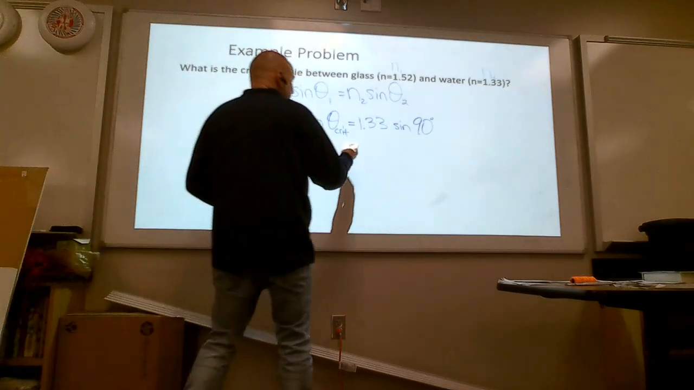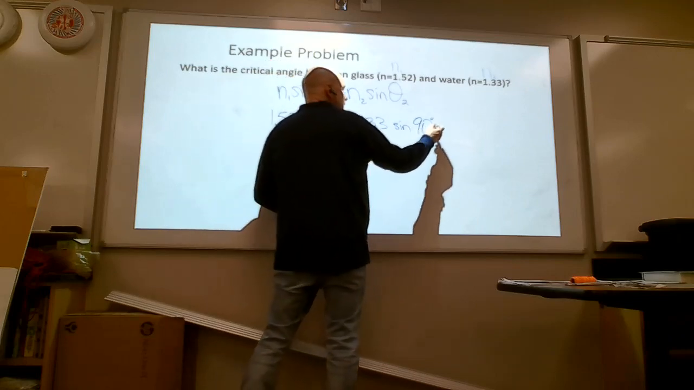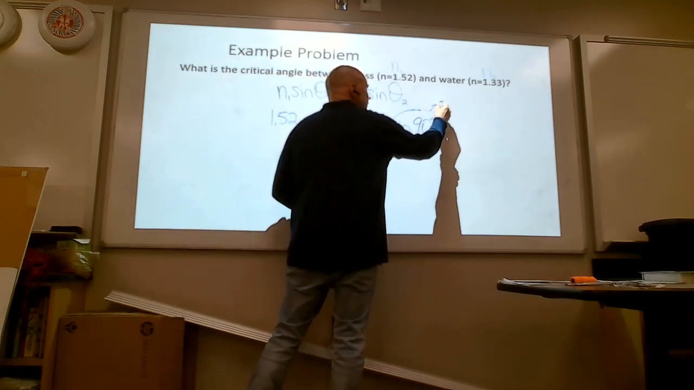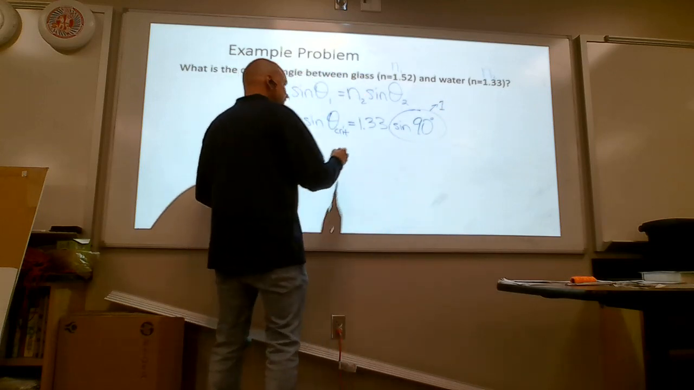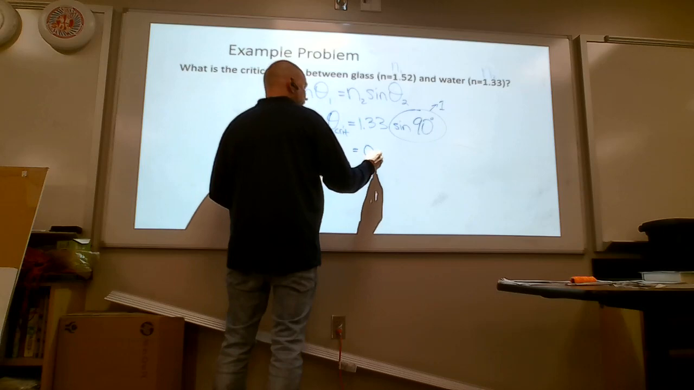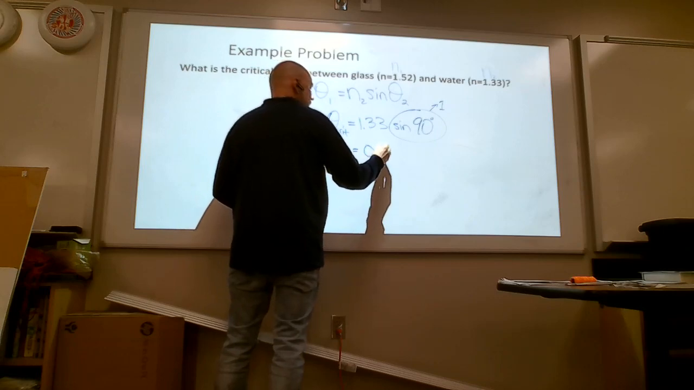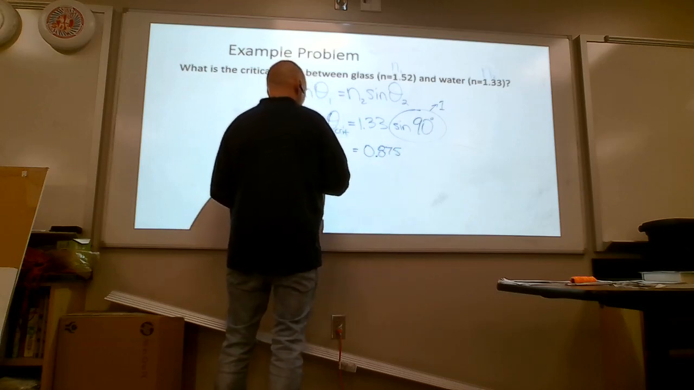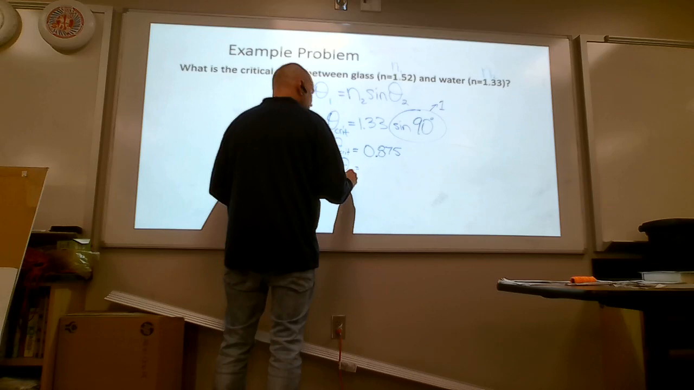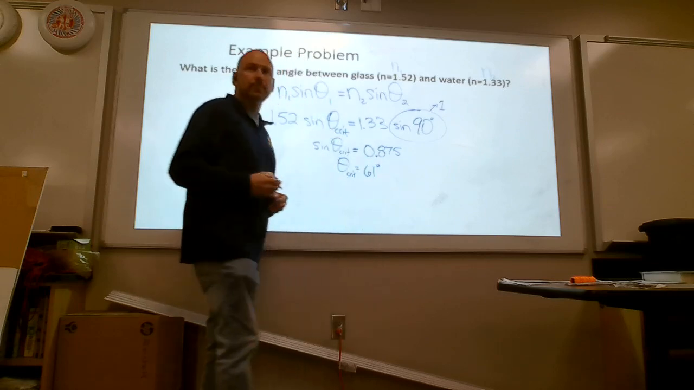Okay? So, pre-cal folk, sine of 90 is equal to what? So I get 1.33 divided by 1.52. You get 0.875. So I've done this a couple times today. Inverse sine, 61 degrees.